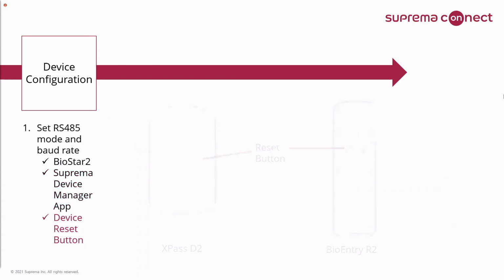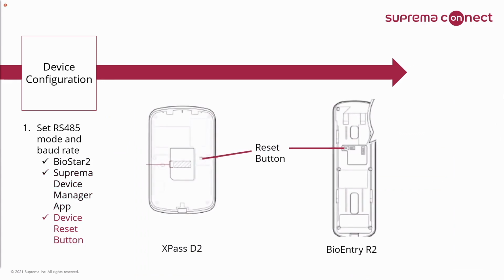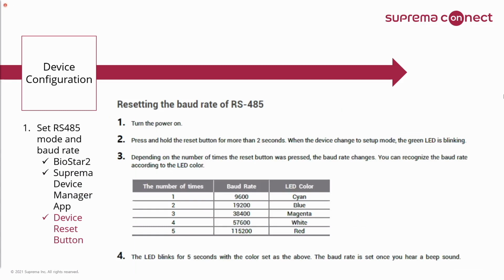Since R2 does not support BLE, you cannot use the Device Manager app. In this case, you can use the reset button on the back of the device to set the device's baud rate. The D2 also supports the same setting. You can change the RS485 modes according to the number of times you press the reset button.